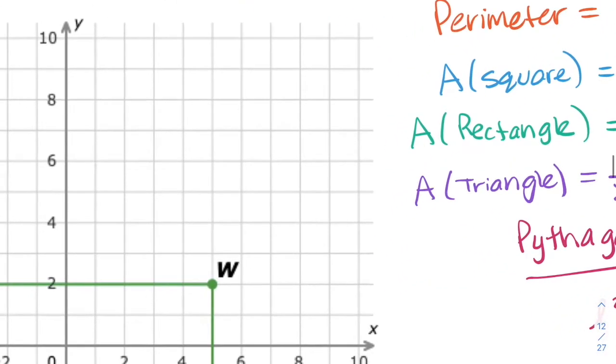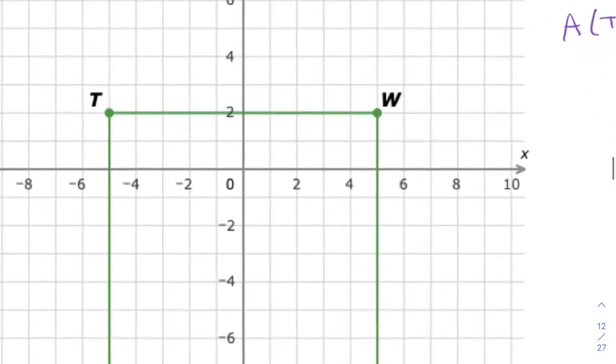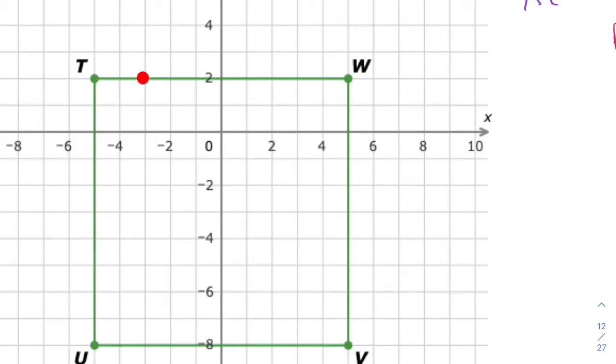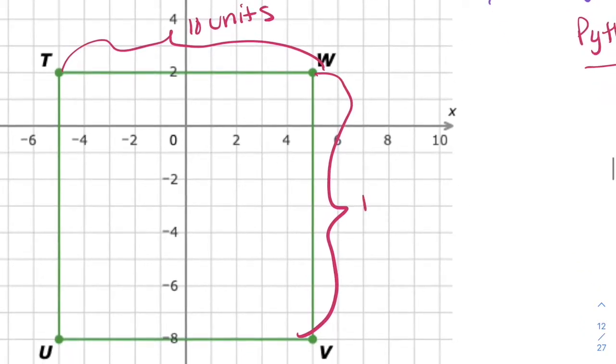Okay, so in this first one, let's find the area. It says find the area of the square. So we're just going to count. 1, 2, 3, 4, 5, 6, 7, 8, 9, 10. It looks like it goes from -5 to 5. 5 units. Oh, sorry, 10 units. And because it's a square, it's also going to go down 10 units. So 2, 4, 6, 8, 10. Okay, so we have 10 units this way.